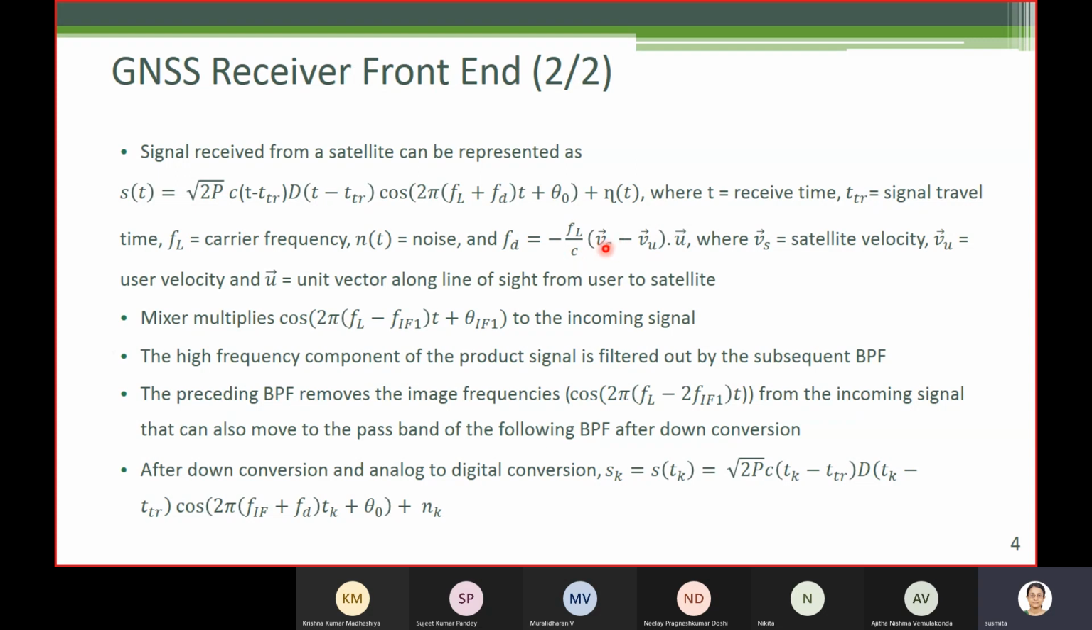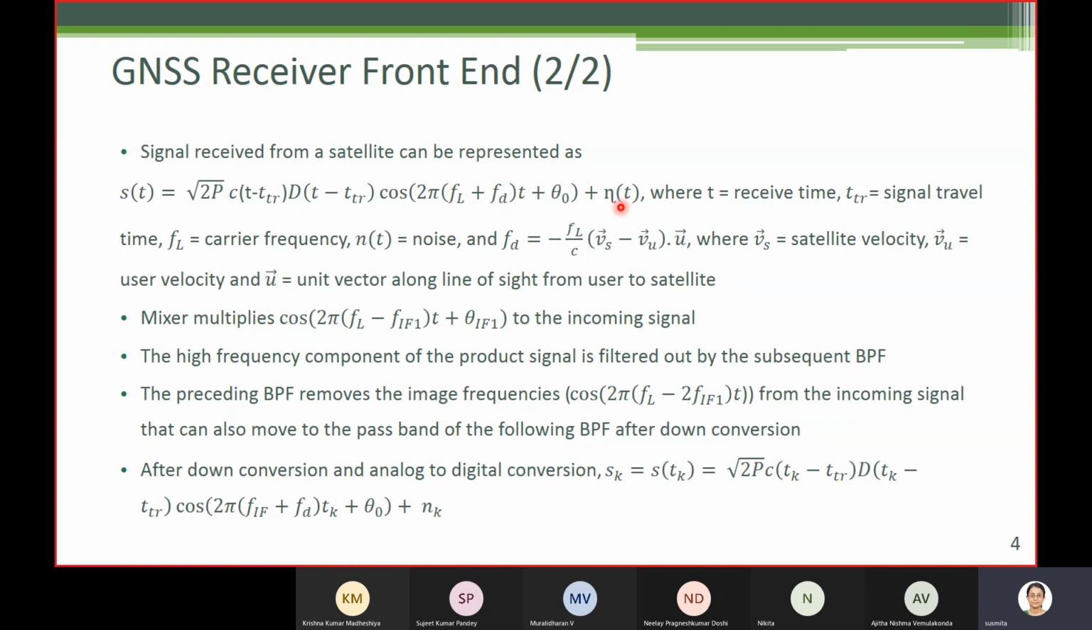C is the speed of light, Vs is the satellite velocity vector, U is the user velocity, this is the dot product, and U is the line of sight vector, the unit vector along the line of sight from user to satellite. You derived this expression in the class, so we will not go into this again. So this is the expression of the Doppler, and in the received signal this Doppler component gets added to the transmitted frequency. So the received frequency is the transmitted frequency plus Doppler.